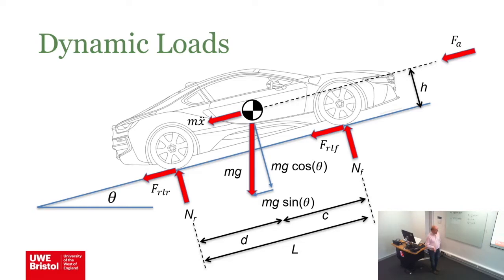And clearly, if the vehicle is accelerating, there's an inertial load, which is a resisting load. If you think about it, as you accelerate the car, you're going to get a force that feels like it's pulling backwards on the car, which is the inertial.